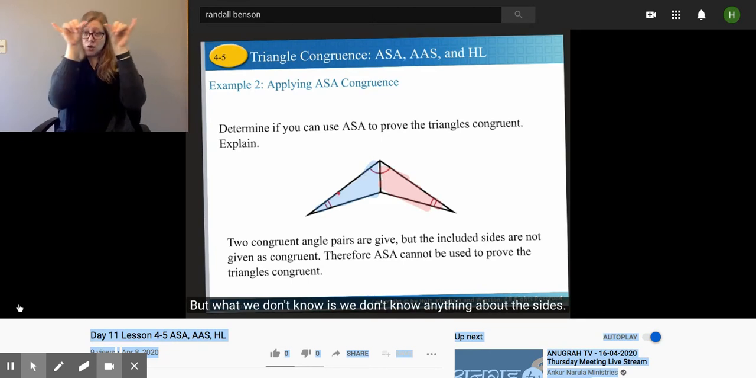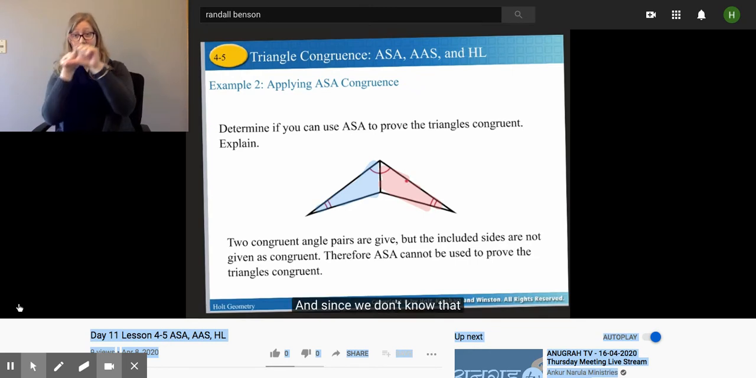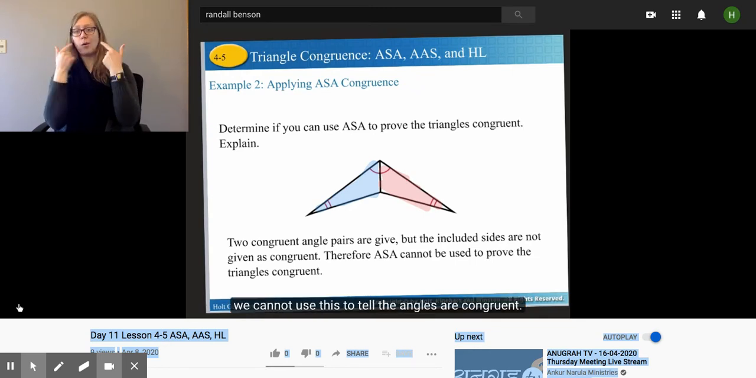But what we don't know is anything about the sides. So angle, side, angle requires you to know the length of that side that's included between those two angles. And since we don't know that, we cannot use this to tell that the triangles are congruent.